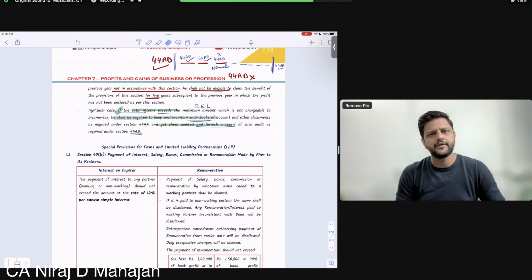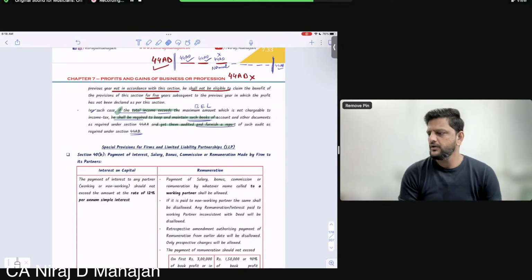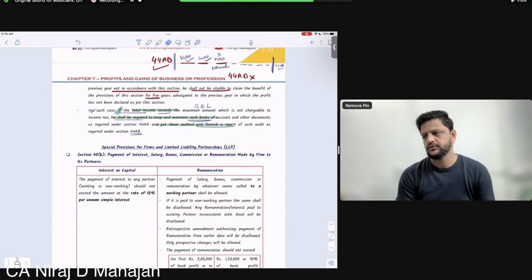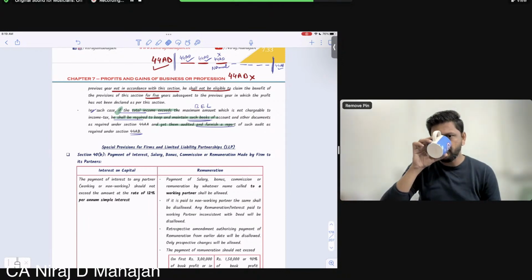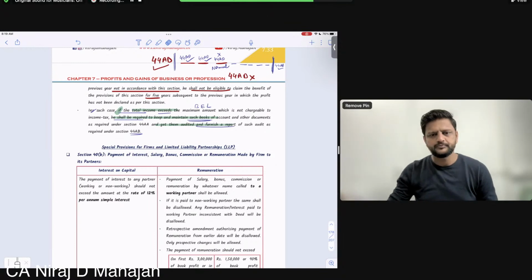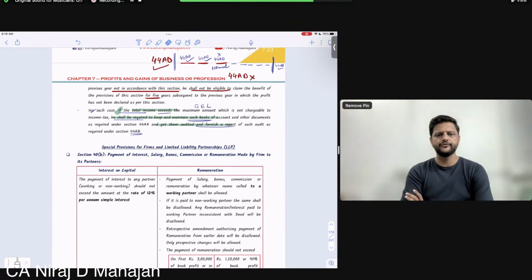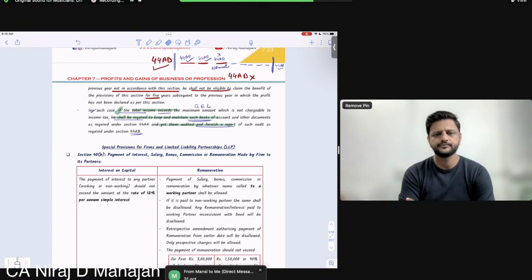Then again tax audit. Can anybody tell me currently what is the tax audit report due date? Anybody of you? Okay, Mansi. As per law, currently as per the law which we have read in the notebook, textbook.